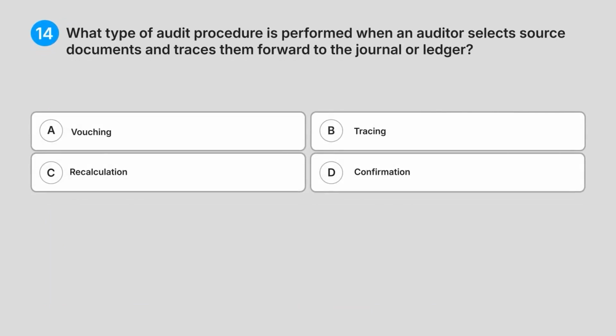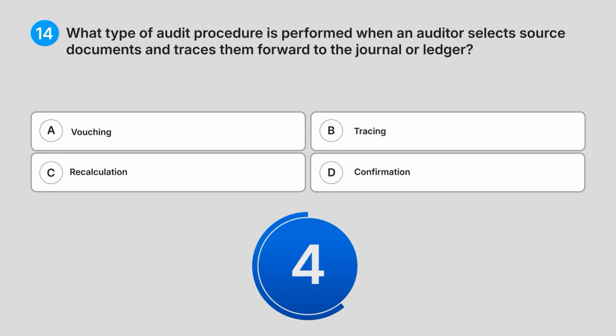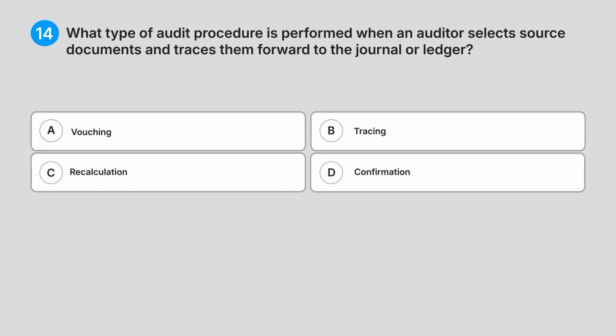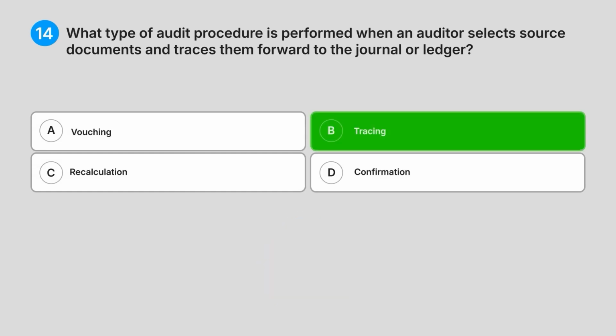14. What type of audit procedure is performed when an auditor selects source documents and traces them forward to the journal or ledger? A. Vouching. B. Tracing. C. Recalculation. D. Confirmation. Do you know the answer? Correct answer, B. Tracing.